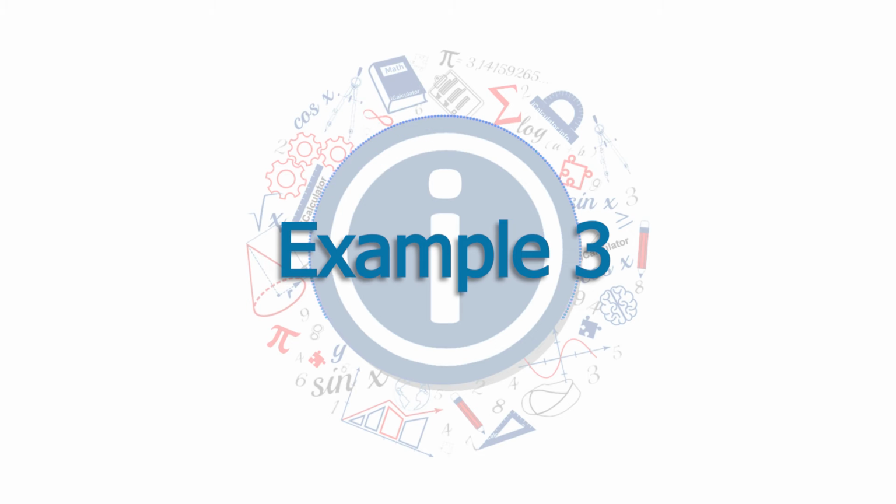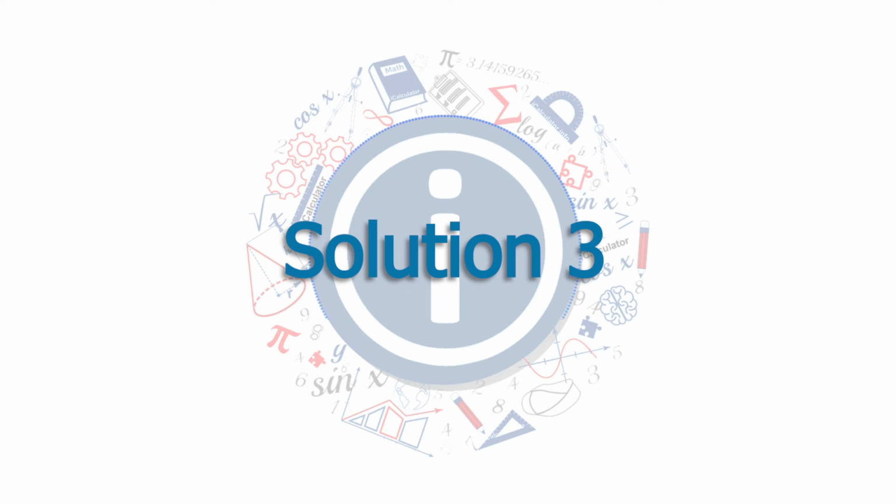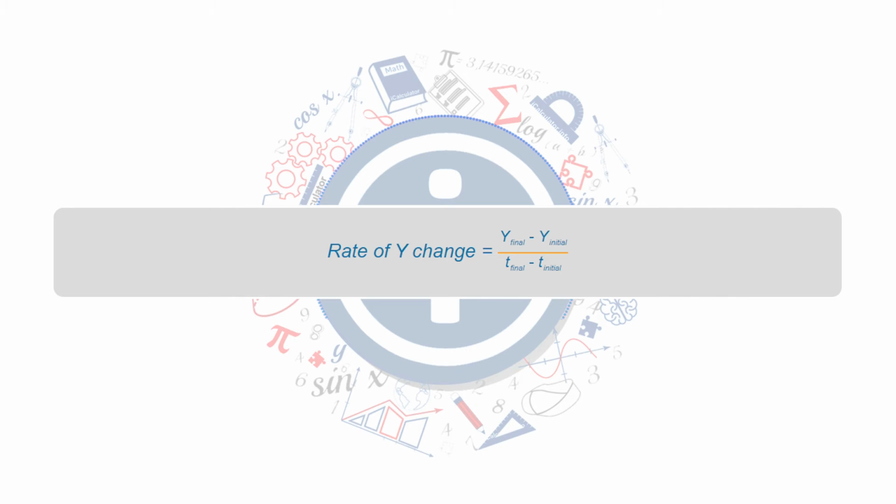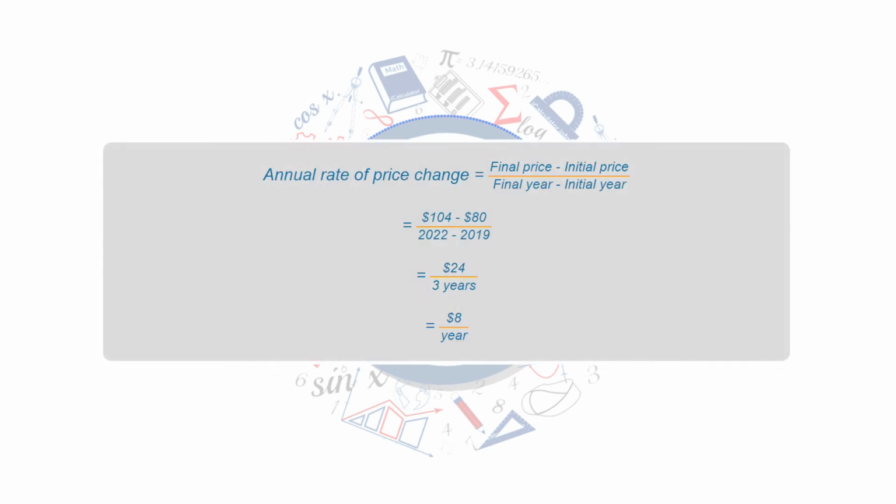Example 3. The price of an item in 2019 was $80 and in 2022 the same item was priced at $104. What is the yearly, annual, rate of the price increase? Solution 3. Here, the quantity y represents the price. Thus, using the general formula of rate of change as shown on screen, we obtain the following.